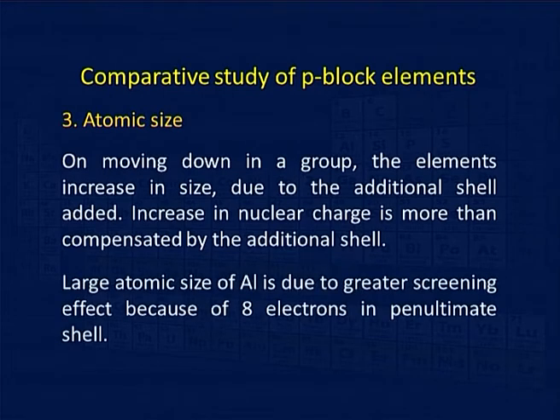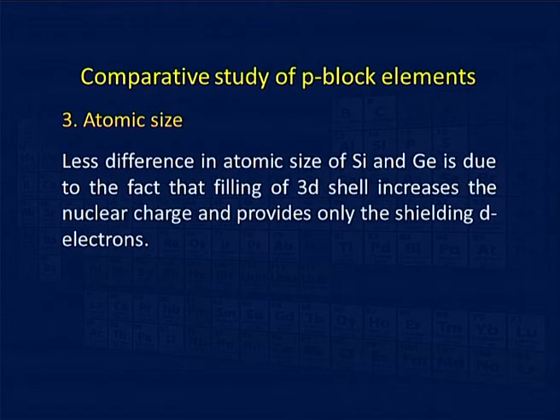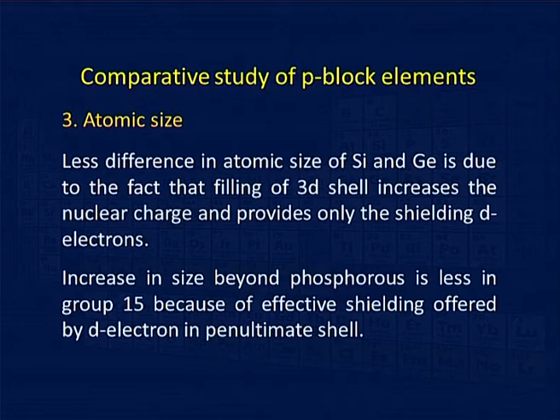The large atomic size of aluminum especially is due to the greater screening effect because of the 8 electrons in the penultimate shell present there with the aluminum. Less difference in atomic size of silicon and germanium is due to the fact that filling of the 3d shell increases the nuclear charge and provides only the shielding d electrons. Increase in the size beyond phosphorus is less in group 15 because of the effective shielding offered by the d electrons in the penultimate shell.